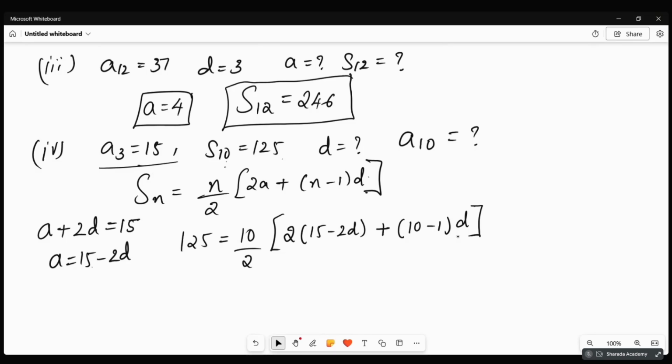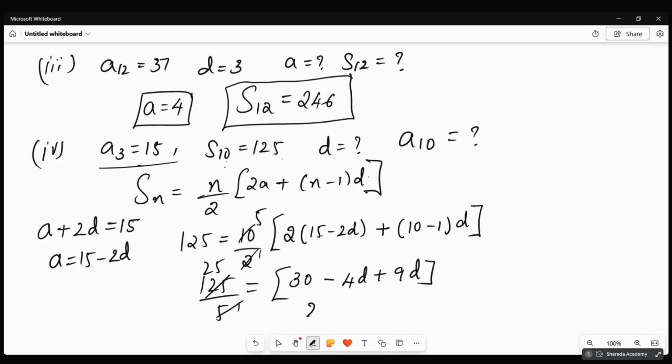a plus 2d is 15, no? a is 15 minus 2d. This much you understood? Now, 2 fives are 10, 125 by 5 is 25, equal to 2 into 15, 30 minus 4d plus 9d. So 25 is equal to 30 plus 5d. Or 5d is equal to minus 5, so d is equal to minus 1.